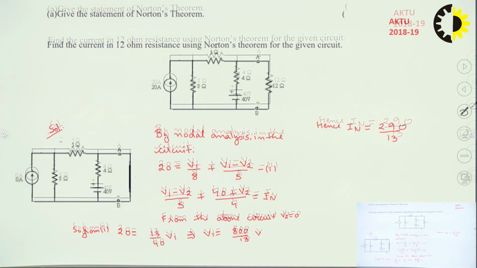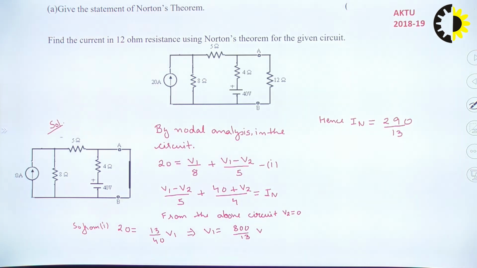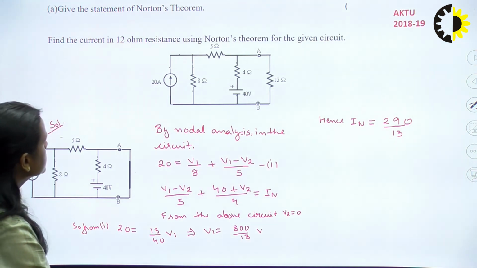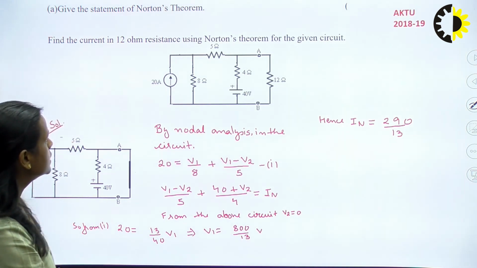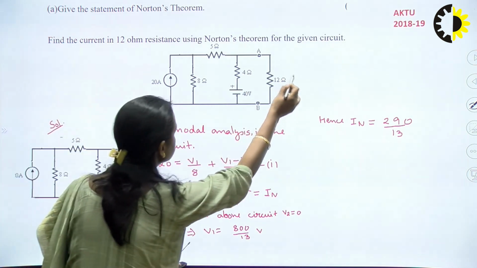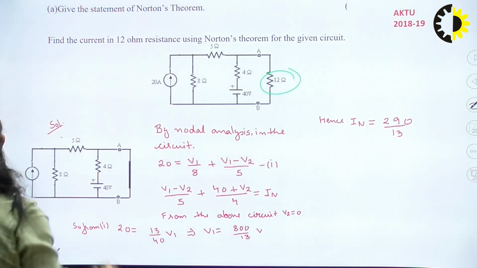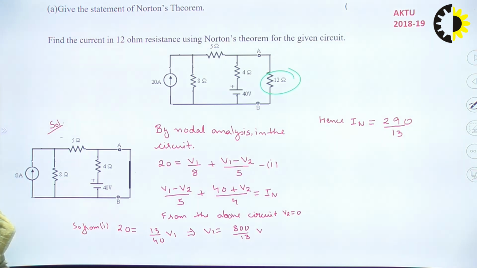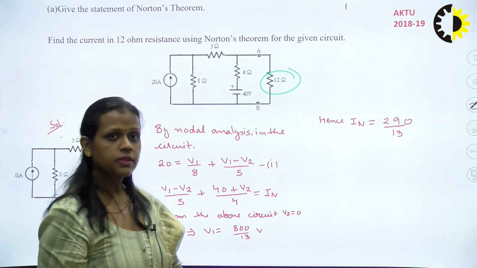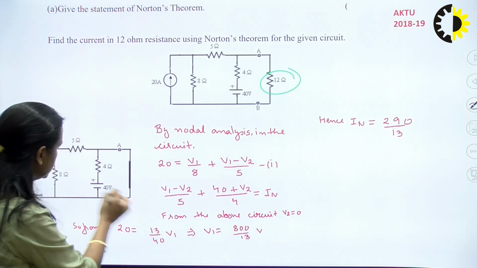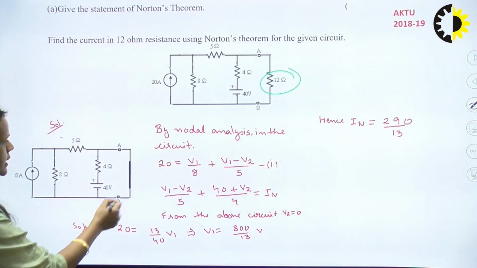So we'll take one question. This is from 2018-19. You need to find the current in the 12 ohm resistance using Norton theorem for the given circuit. So here we have a 12 ohm. What we will do? We will remove this resistance, and after removing it, we will short this path, right? So we will just short this path and we will find.